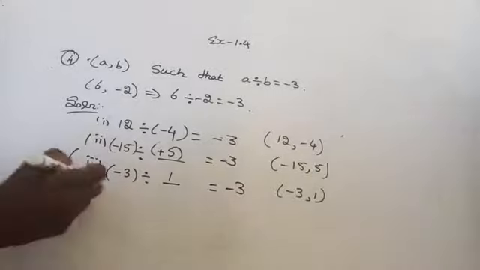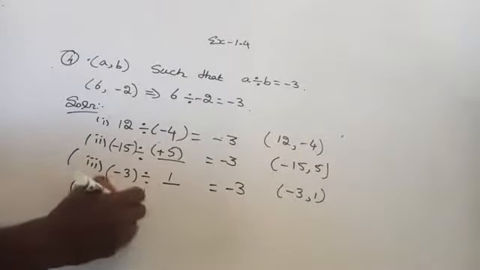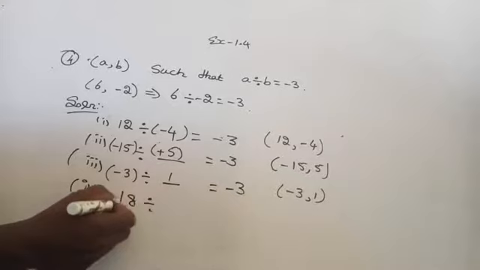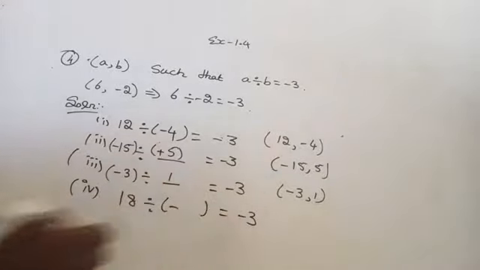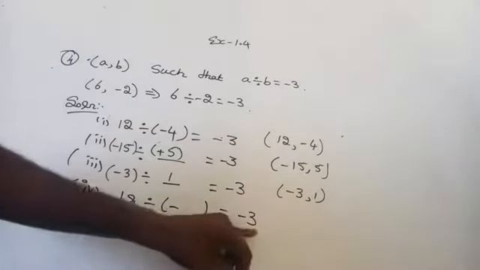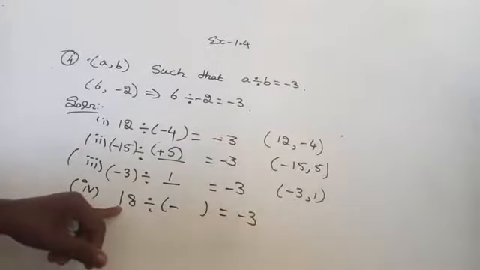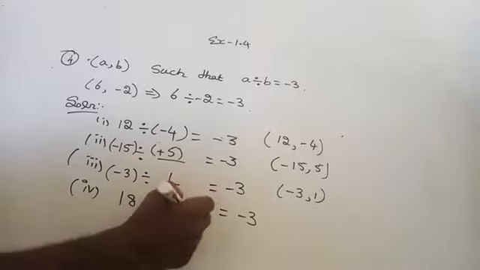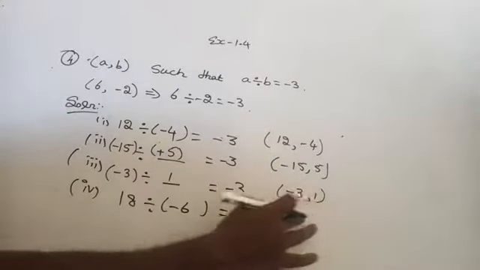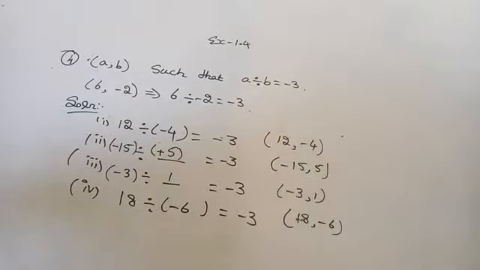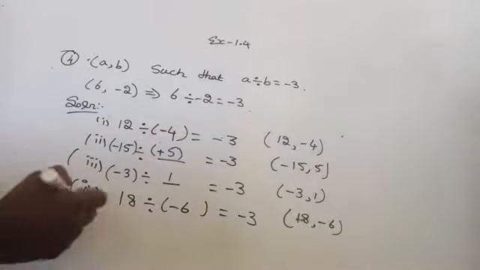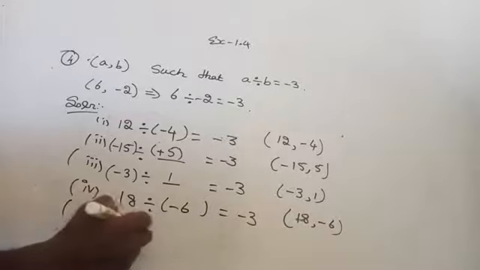Yes. Now we will take another number. 18 divided by, here it is a positive integer, therefore the other should be negative. Here we need minus 3. Now which number multiplied by 3 will give you 18? 6. So another pair is 18 comma minus 6. Am I right here?